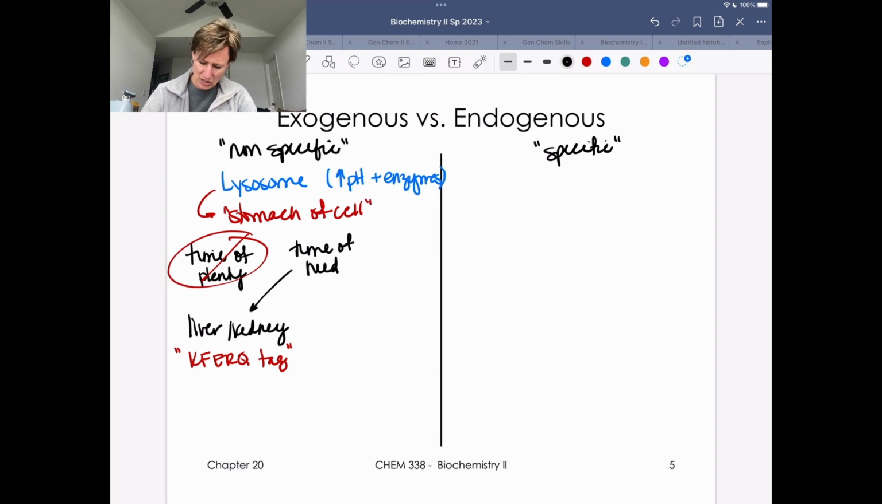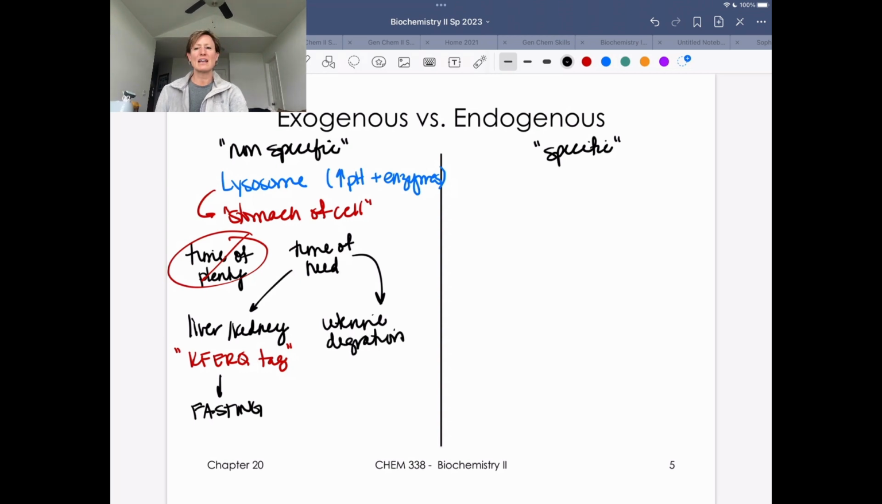So another time of need, so again, we should say that this is during a fasting situation that we might need to be breaking this down. Again, a time of need might be what we see with uterine degradation. And I mentioned this already in a previous slide, but you have at birth about a 2-kilogram tissue or organ muscle that you have there. And about 10 days after birth, this is about 50 grams. So a significant breakdown in the size of this large muscular organ.